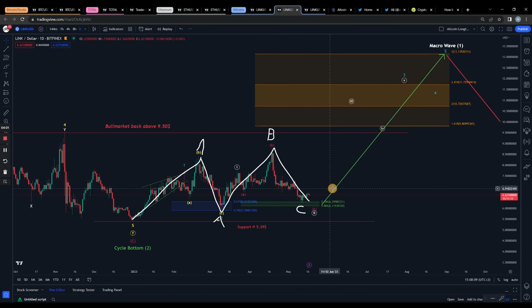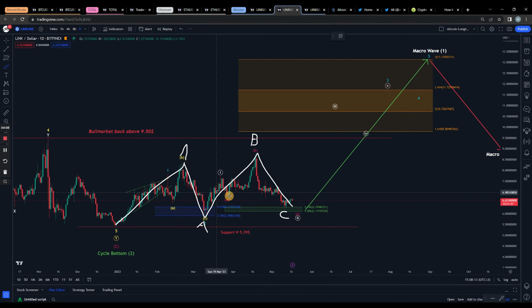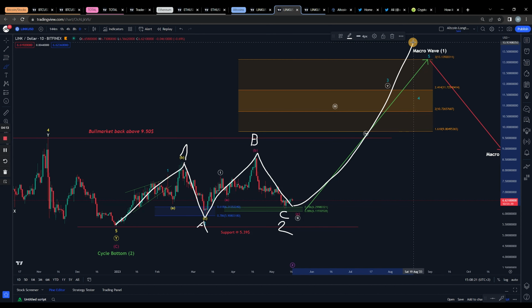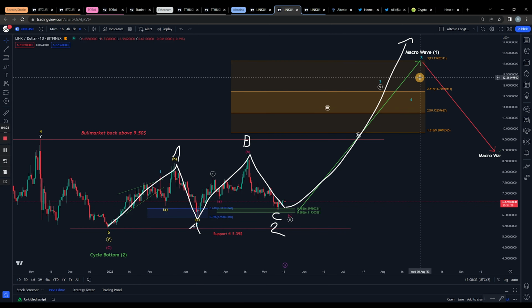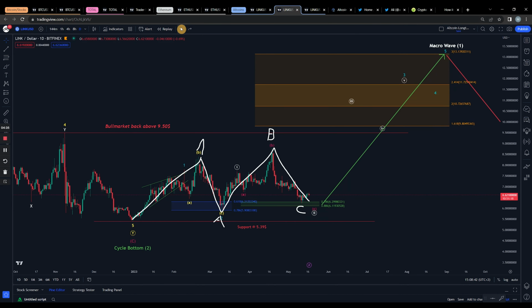Both these scenarios mean good news in the end for Chainlink, because this would mean that the wave C would have ended here already, and we would see a huge wave 3 in the upcoming months, which would tackle this resistance right here, then $10, and hopefully we would reach prices of $15 this summer. But of course, I am still unsure which scenario will turn out to be true, but I just wanted to highlight this to you guys.